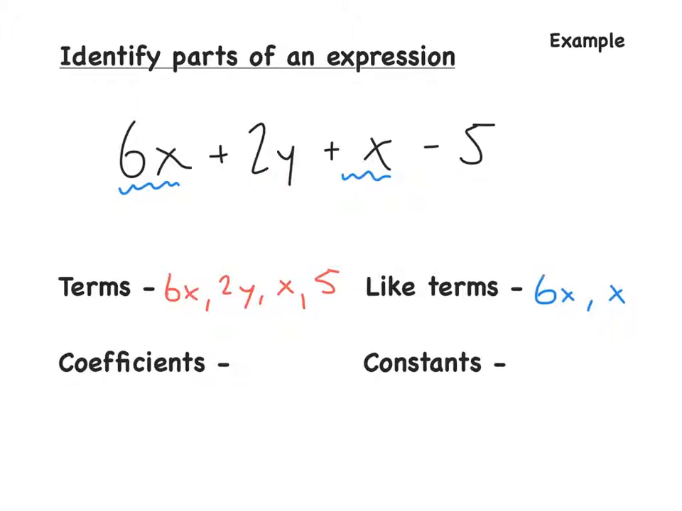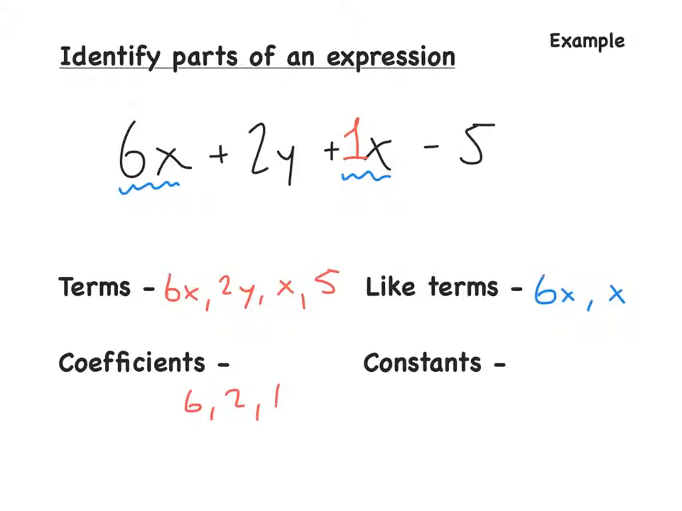So what are the coefficients? It looks like we have 3 of them. We have 6 because this is attached to x. We have 2 because it's attached to y. Remember, this x has a coefficient of 1 that always goes with it. So there are actually 3 coefficients. We have 6, we have 2, we have 1.